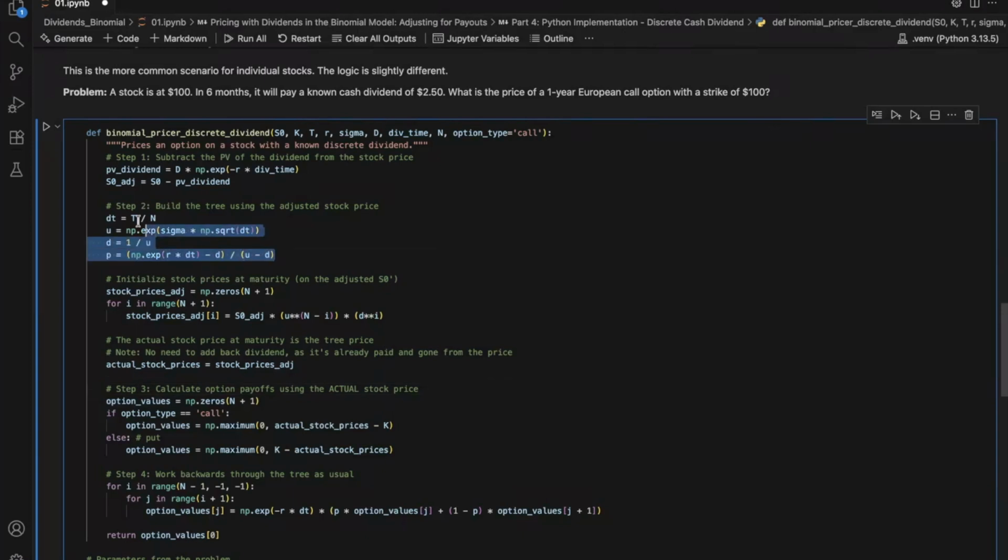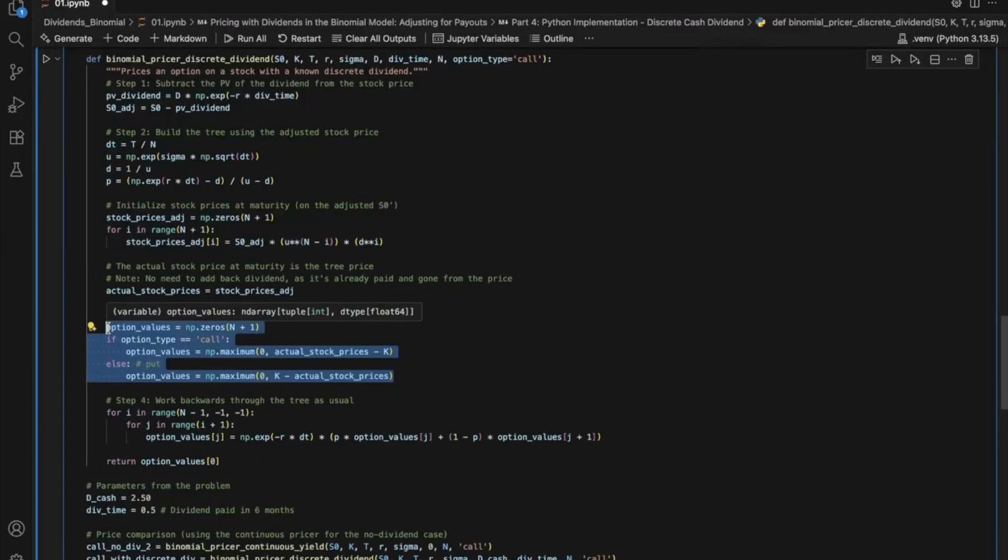So step 2 is to build the tree using the adjusted stock price. We have already done a more detailed construction video of the binomial option pricing tree. At maturity, we calculate the option's payoff. Critically, we use the actual stock price, which is the price from the adjusted tree. We don't need to add the dividend back because at maturity, the dividend has already been paid and is no longer part of the stock's price.